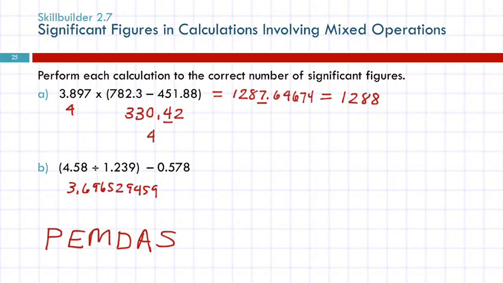Dividing, the rule is number of significant figures. So this one has 3 sig figs, this one has 4 sig figs. That means that the result should have 3 significant figures. We're going to make a note of it, but we're not going to round the number. So 3 significant figures would end right there. I still have that number sitting in my calculator. I don't have to type it in again. I just wrote this down so I can make a note of where the last significant figure is. And then I'm going to subtract 0.578 and write down what my calculator tells me.